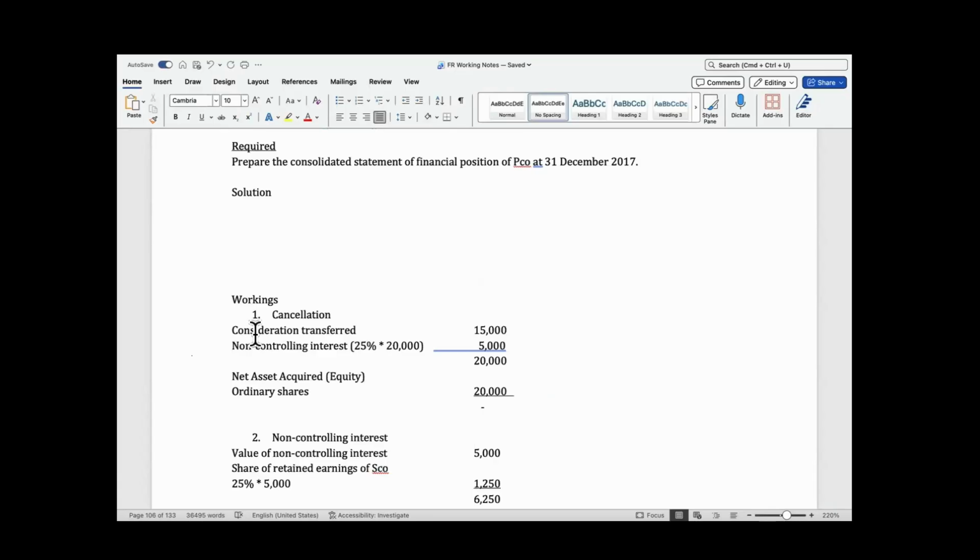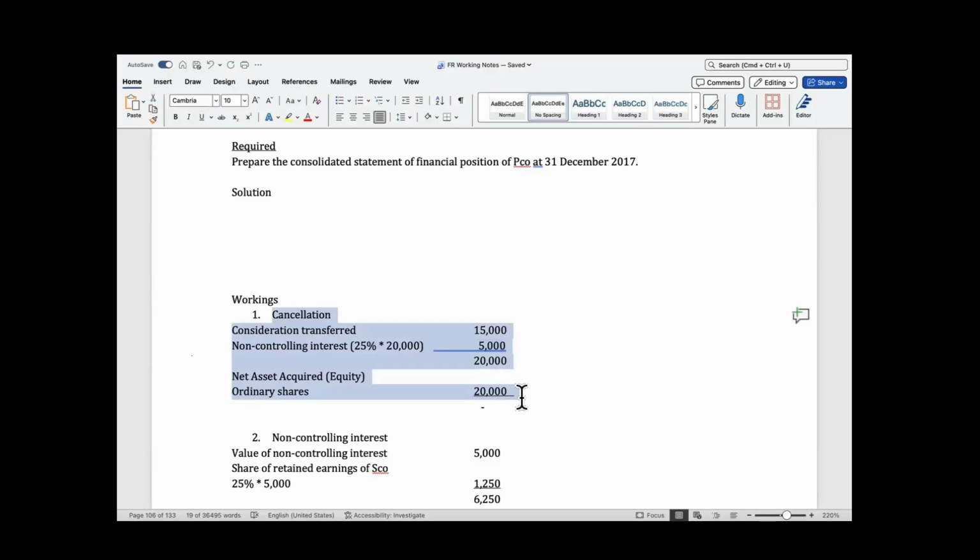So when I was cancelling out, I took the money I paid, 15,000, and the non-controlling interests that I said we would consolidate, I just added it. I need 25% of 20, which is the equity or ordinary shares of the subsidiary. So I got 5. So these two we then cancel out. This is how IFRS 10 says we should do that cancellation. It says we should identify consideration transferred plus non-controlling interest.